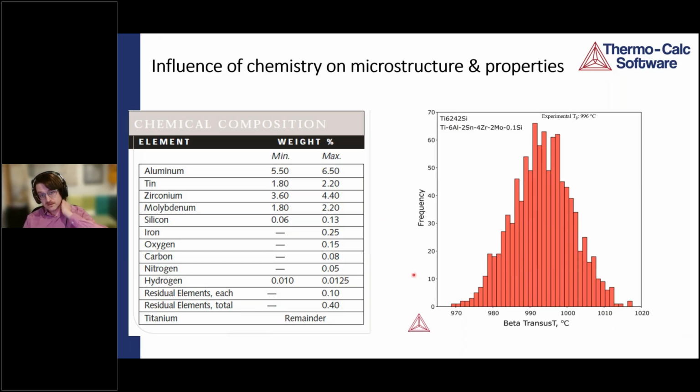And with a tool like CALPHAD tools like Thermo-Calc, we can calculate the beta transus temperature as a function of chemistry. And you can see that even within this spec range, it varies. It can vary quite a lot, right? So the nominal may be around 900 or 1000 C, but for your specific chemistry, it may be plus or minus 20 degrees.